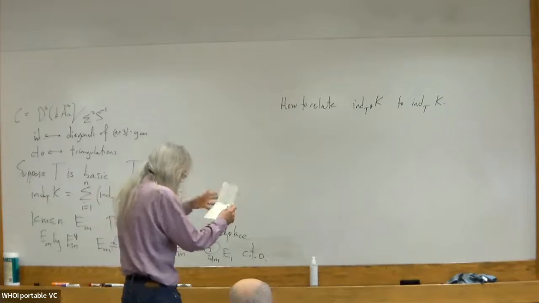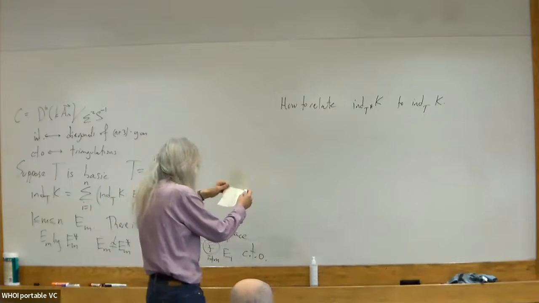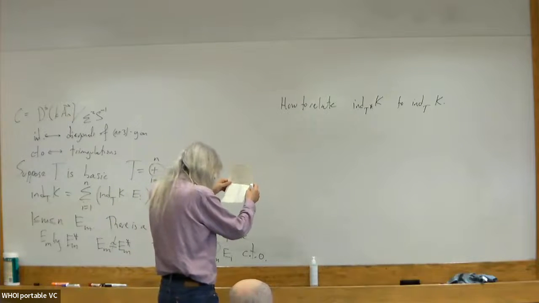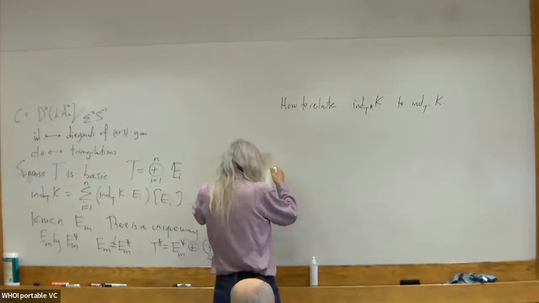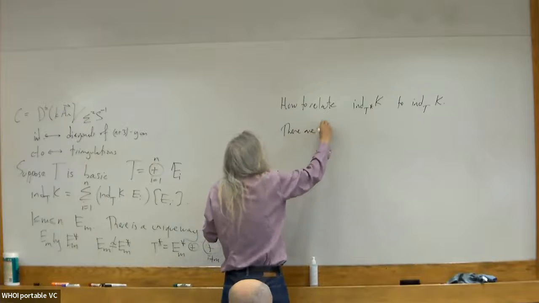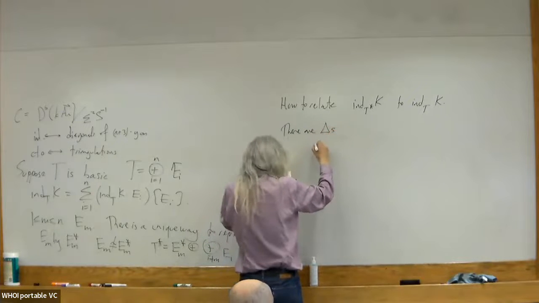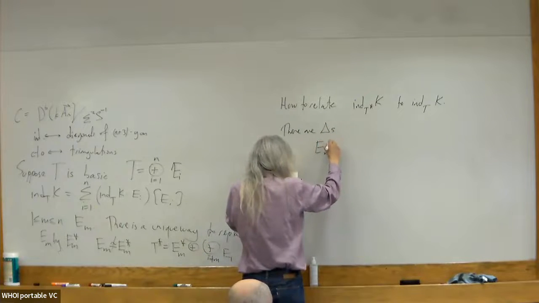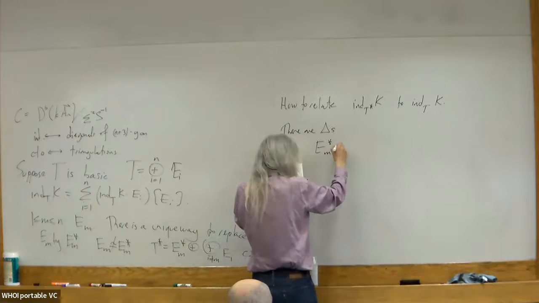So to express what actually happens, I need a little bit more notation. There are triangles in the triangulated category relating E_m and E_m star.